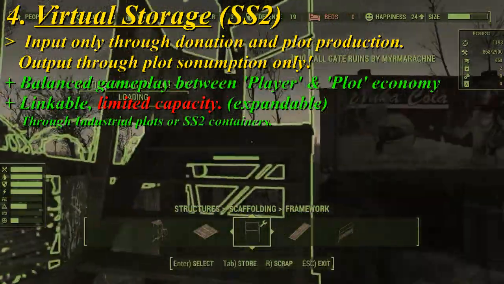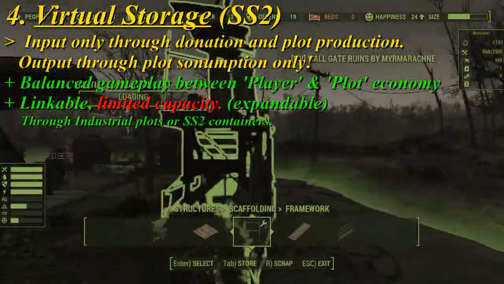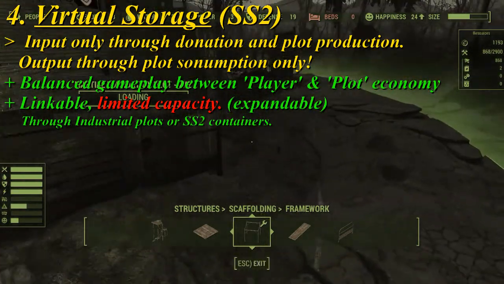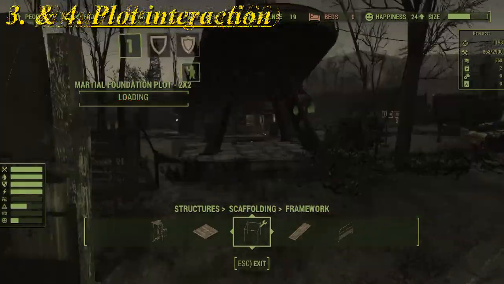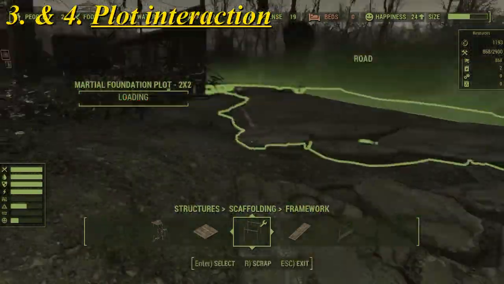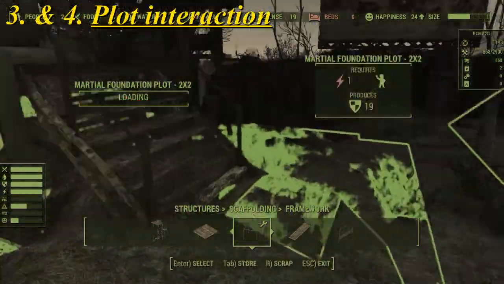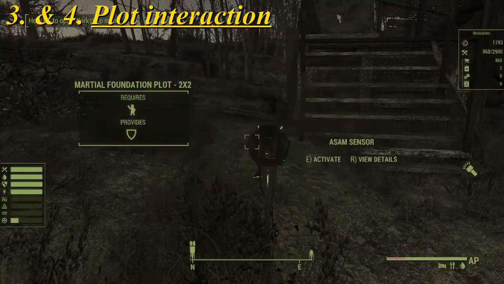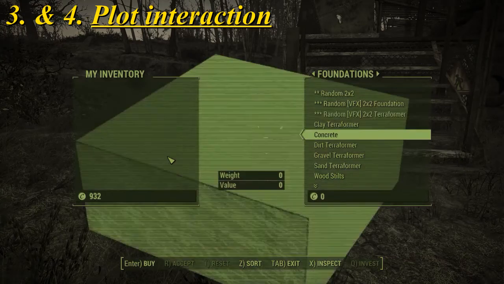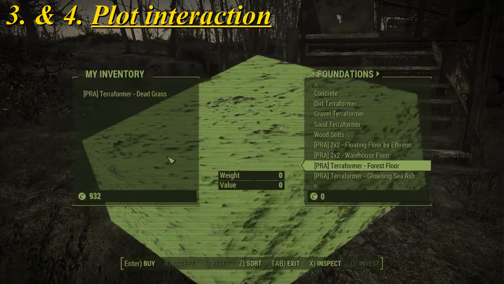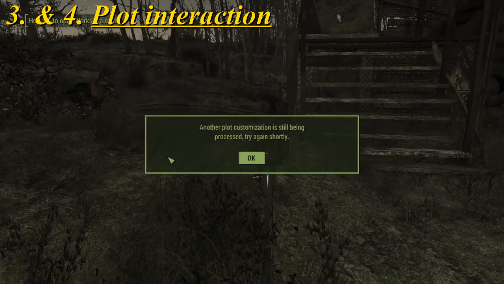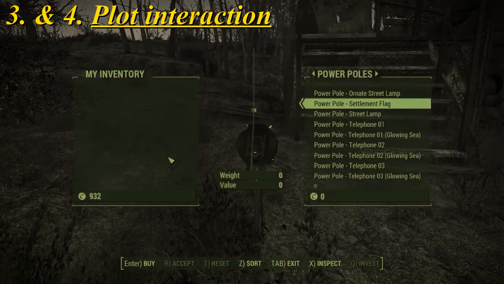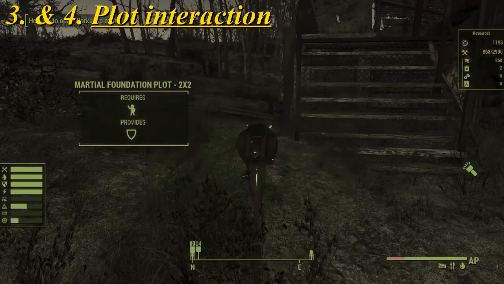A couple of important things about this virtual storage is what goes in it and what does not. Let me tell you about that. Right, so as I just mentioned, the Sim Settlement 2 plots interact with both the virtual storage and your workbench. So the question is, how do they interact with one or the other? And for that, you need to look at the plot type itself. Let's start with the first one, the simple one, the residential plots.